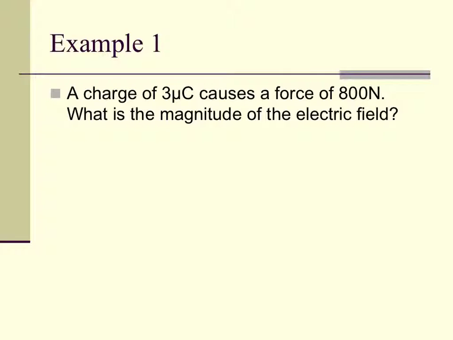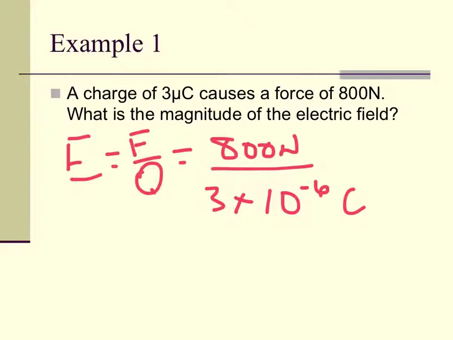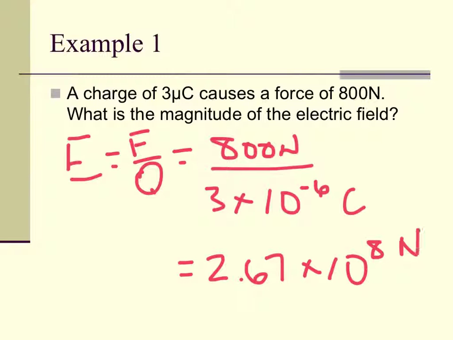Okay, now, a charge of 3 microcoulombs causes a force of 800 newtons. What is the magnitude of the electric field? So E is equal to F over Q. F's 800 newtons, divided by 3 times 10 to the negative 6th coulombs. Well, 8 divided by 3 is 2.67 times 10 to the, let me think about this, how about 8th newtons per coulomb? And you can check my math.